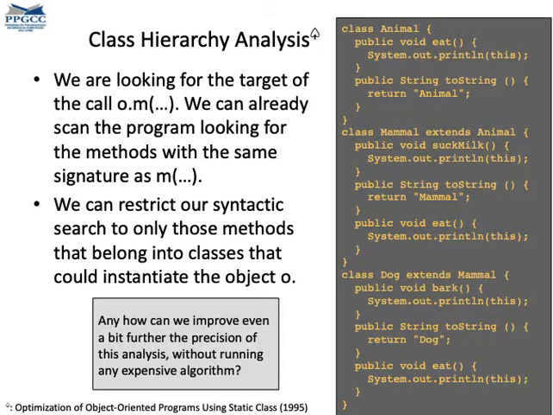And we can improve this one notch further by restricting our search for implementations of m to the scope of classes that could be the type of the object o. This works well in statically typed languages that use classes to define objects.